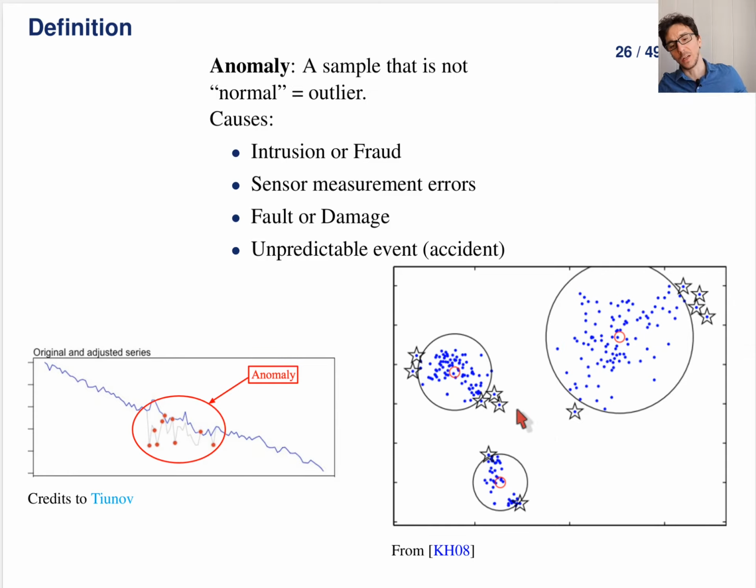Another example is on the right. Here we have different clusters. Maybe this is the result of k-means clustering. And we see that there are some samples, these stars here, that are far from the centroid with respect to the other samples. So these are also likely to be anomalous.